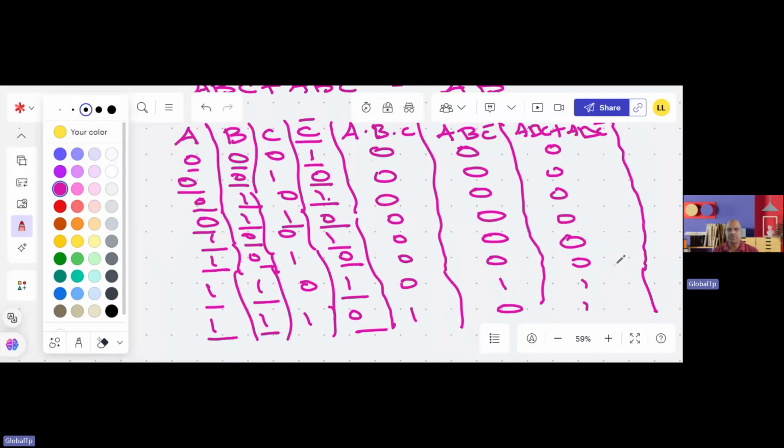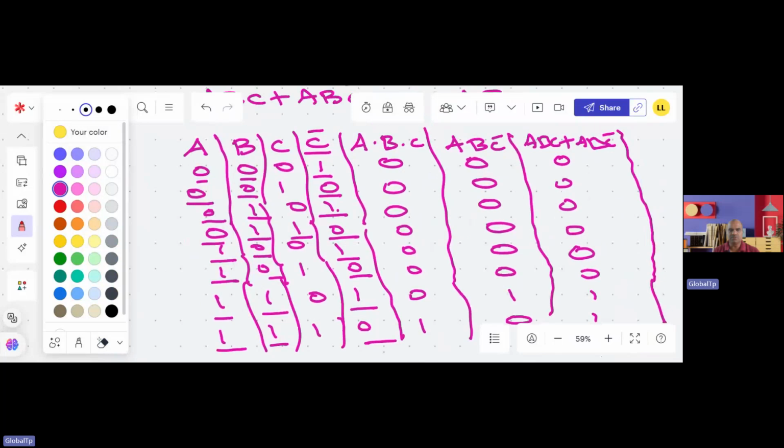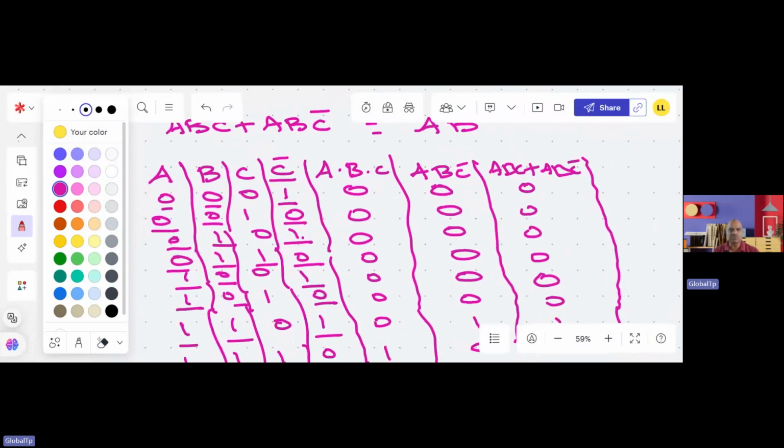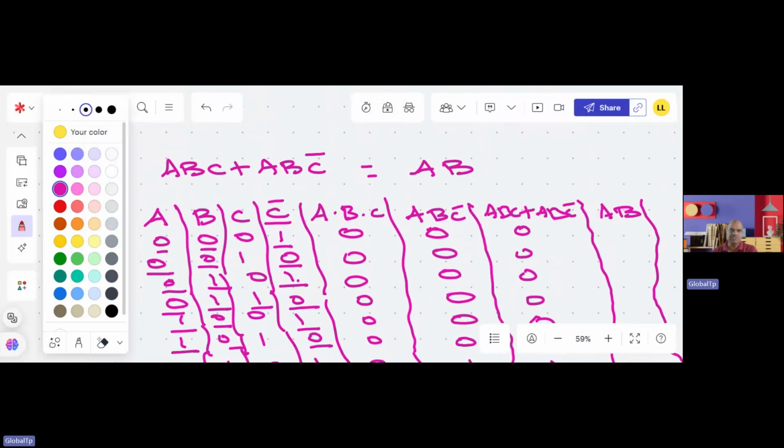What I am trying to prove is that this expression and this AND operation are equal. Now I have to do the same operation with AB. After simplification I am getting the answer as AB. You can see here ABC plus ABC bar is equal to AB into C plus C bar, which is AB. So my concept is I need to prove ABC plus ABC bar is equal to AB.